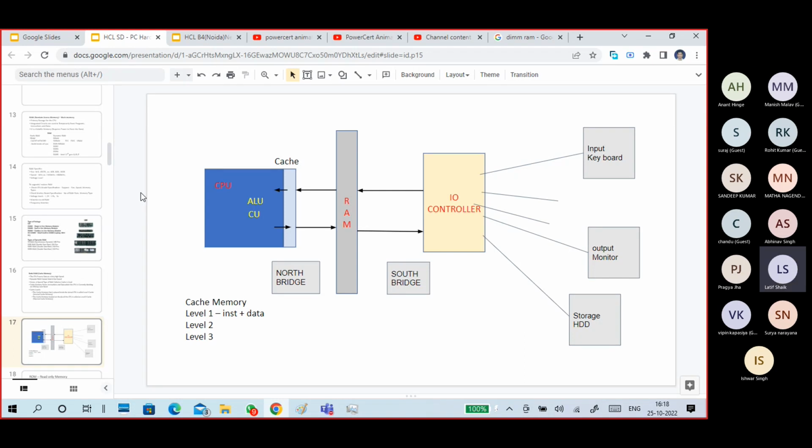There is a north bridge and south bridge between RAM and CPU. North bridge operates with the CPU side and south bridge connects RAM to other peripheral devices. Whatsoever it is, guys, the I/O controller collects information, a request or anything, and passes it through the RAM to the CPU.